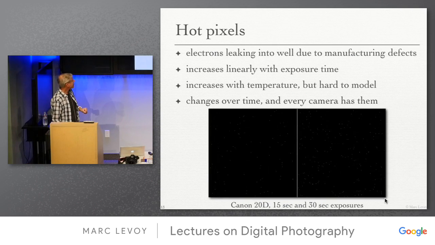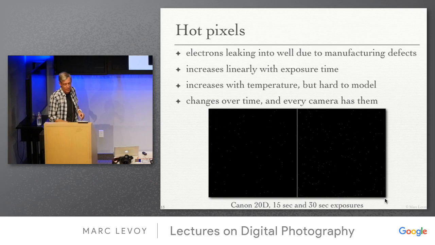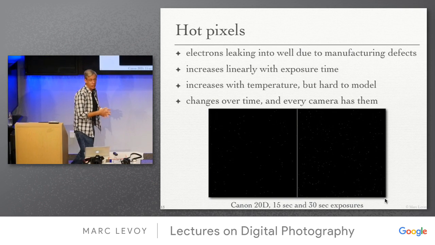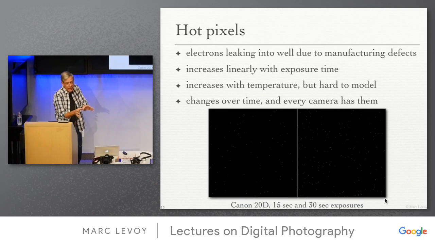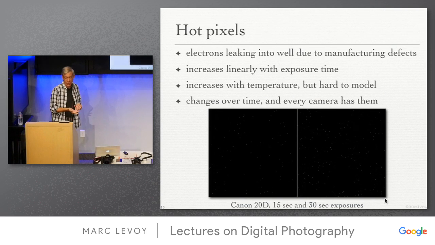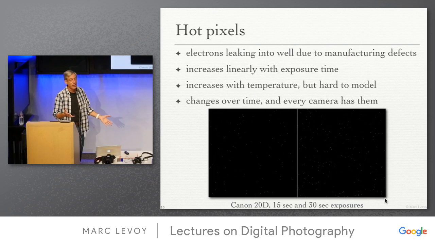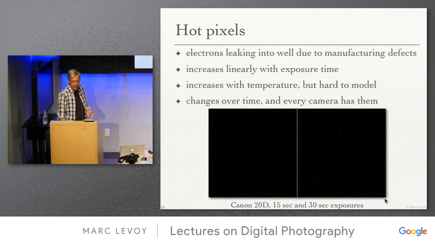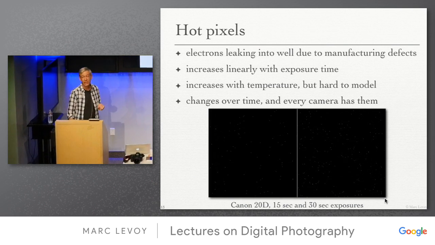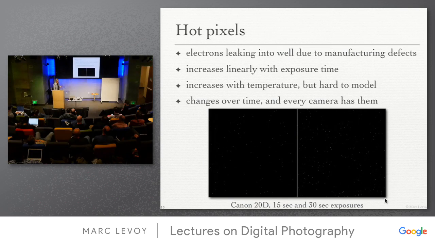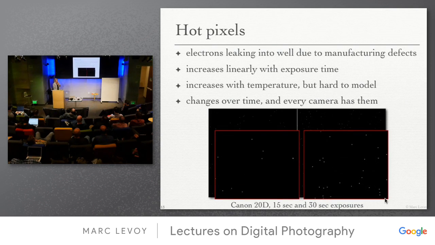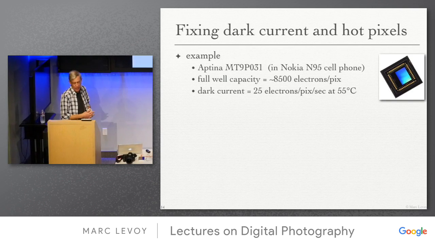All right, more laundry list: hot pixels. Hot pixels are electrons leaking into the well due to manufacturing defects. It could be a partial hot pixel where you get too many electrons as you accumulate particularly long exposures, or it could just be stuck on. The more common case is just that there's a little bit of leakage and it accumulates too many electrons. This also increases with temperature. It changes over time. Every camera has these hot pixels. There's a blow up. So you can fix both the dark current and the hot pixels in several ways.